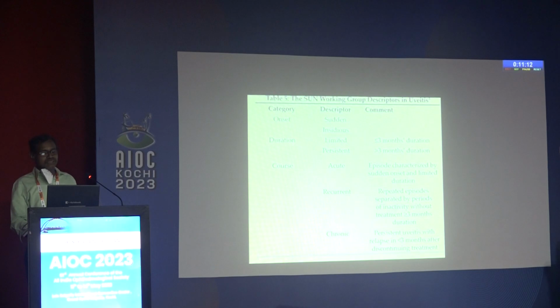So the descriptors SUN has given: onset, duration, course. This was SUN 1. And if you happen to see, the SUN 2 has also come. For each of the 25 uveitic entities, they have defined what to use as descriptors of uveitis. So the most important is chronic and acute. Chronic is more than 3 months and acute is of a lesser duration. What is important is, in uveitis there is no terminology called subacute. So please remember, it is either acute or chronic, or in between there is recurrent.